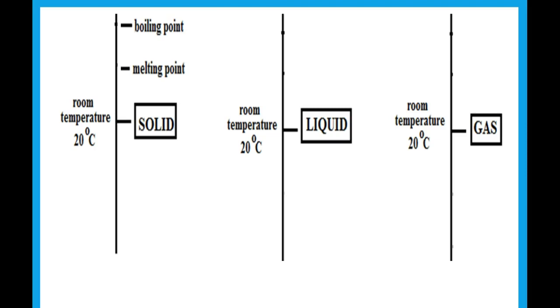Now, if something is a liquid, that means it has already melted. And that means the melting point is lower than room temperature, but the boiling point is higher, so it hasn't boiled yet and hasn't changed to gas. If something is a gas at room temperature, that means it has already melted, it has already boiled, so the melting point and the boiling point are below room temperature. Are we okay with all of this?